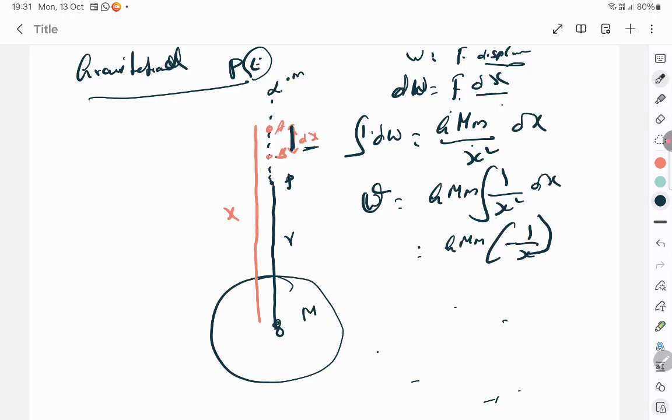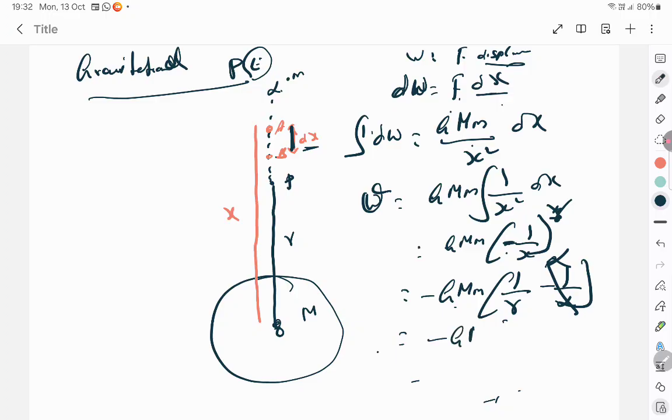Then it's bringing from a to b. But instead of a to b, I'm changing the scenario. It's minus 1 by x, right? I'm going to bring it from infinity to r. So infinity to r, now change it. Take the minus sign outside. You'll get upper limit is 1 by r, lower limit is 1 by infinity. Correct? So this will get, the answer 1 by infinity is always 0. So therefore you get minus G capital M small m by r, and thus you get the potential.